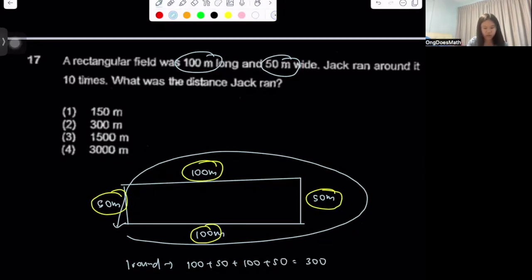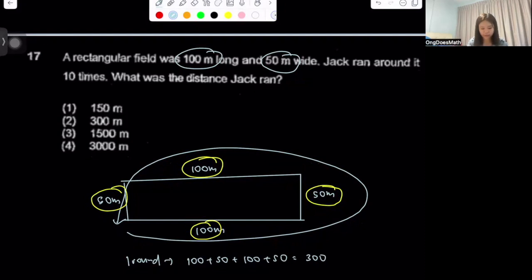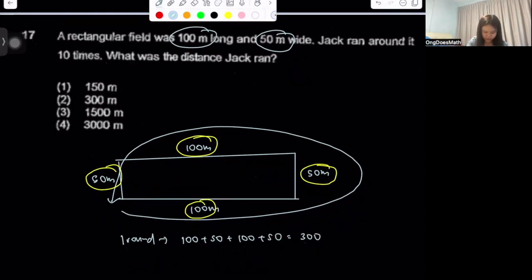But Jack didn't just run one round around the field. He ran it 10 times. So 10 rounds will just mean 300 times 10. Good. So answer should be 3000 meter. Answer is option 4.